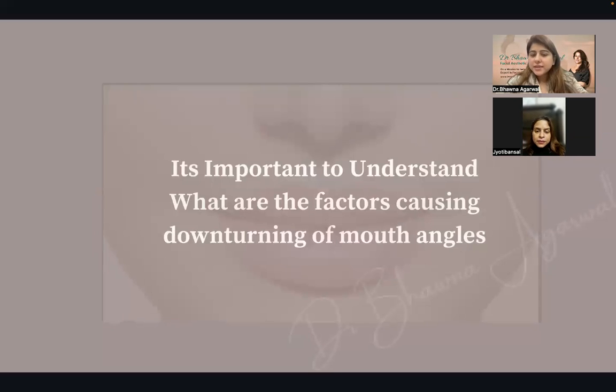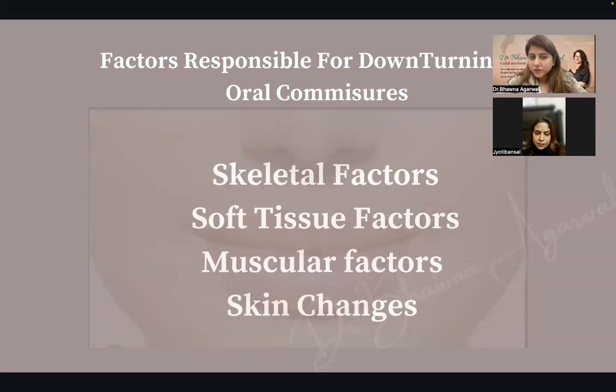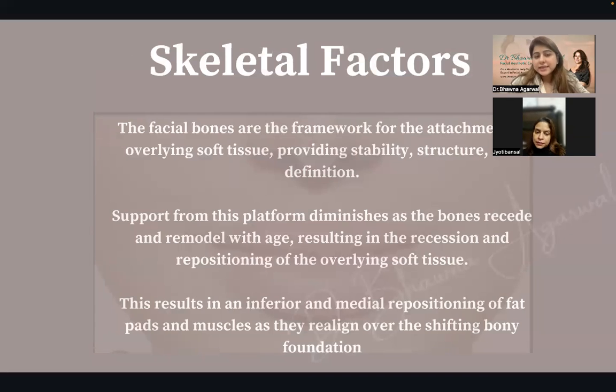We have the elevators and we have the depressors. The dynamics is changing, and we'll be discussing this. So it is important to understand what factors cause the downturning of the angles. The factors responsible for this downturning of the commissure are skeletal, soft tissue, muscular, and skin. Skeletal factors: facial bones are the framework for attachment of the overlying tissue, providing stability, structure, definition. Support from this platform diminishes as the bone recedes and remodels with age, resulting in recession and repositioning. This results in inferior medial repositioning of fat pads and muscles, and they realign over the shifting bony foundation.